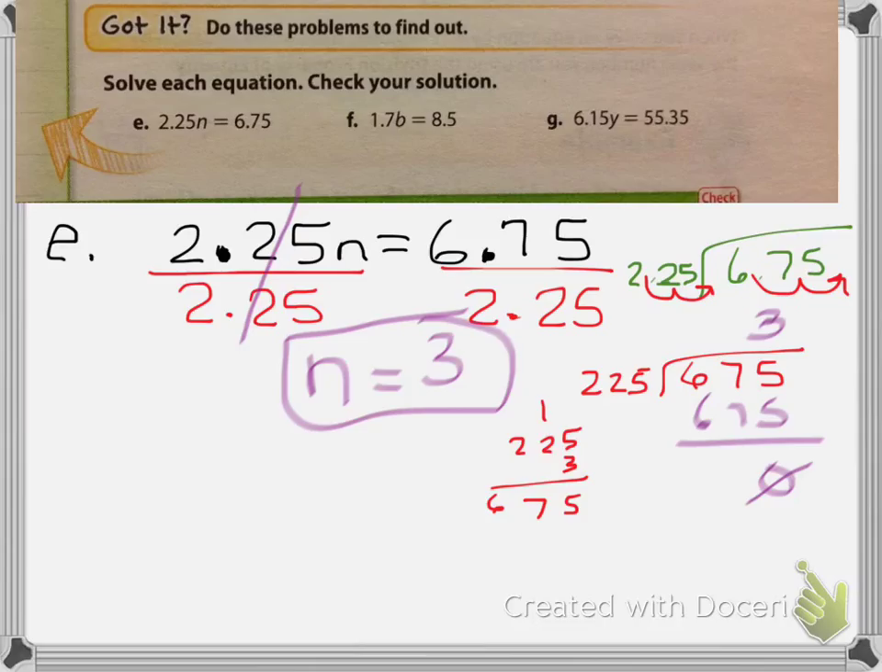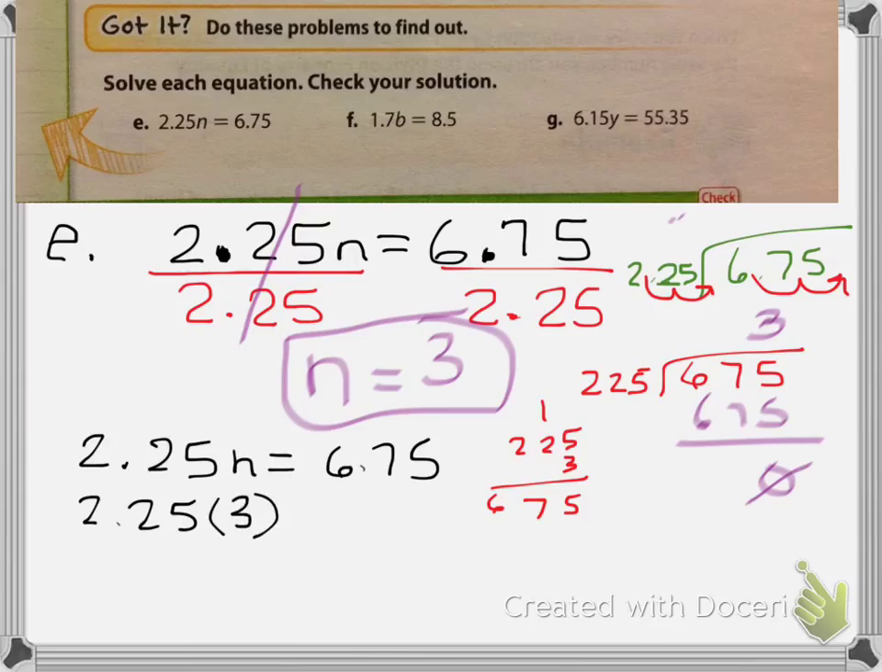And like I said, normally I want you to do your check out here to the right, but you can do it underneath for right now because this is probably the only place where you have some room. So again, to do your check, you need to write the original problem, which was 2.25 n equals 6.75. Then you want to do 2.25 times 3 equals 6.75. And then you get 6.75 equals 6.75. Check.